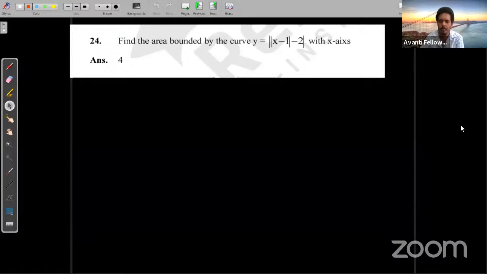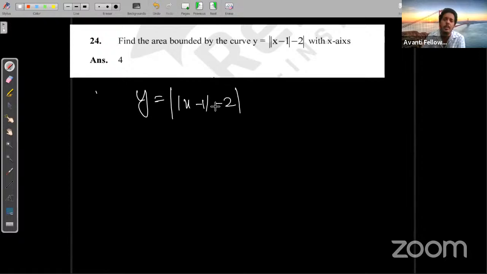So what is the first question he has given to us? Find the area bounded by the curve y is equal to modulus of modulus of x minus 1 minus 2.